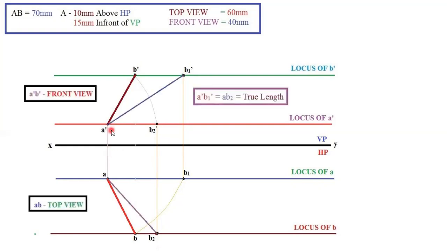Next, join A dash B1 dash. So this is your true line as well as A B2. So A dash B1 dash will be equal to A B2 will be equal to a true line, which is nothing but 70 mm. A dash B dash is your front view and AB will be your top view.